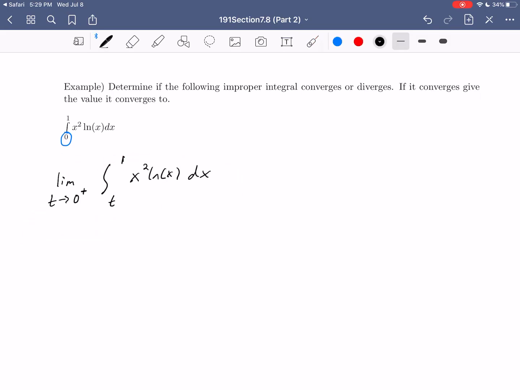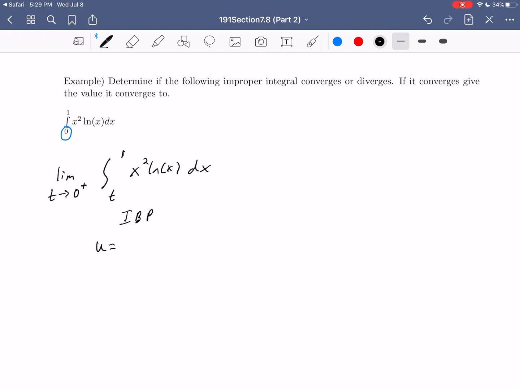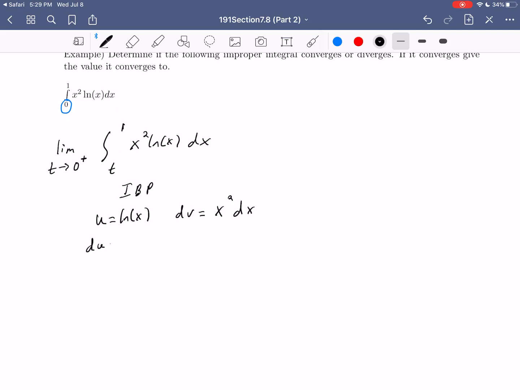Now, this is probably a good one for integration by parts because we have a product. So we can do u and our dv. Again, we want to probably avoid having to integrate the ln, so we don't want to put the ln as the dv. So we'll put the ln as u and put the x squared dx as the dv. That means du is going to be 1 over x dx, and v is going to be 1/3 x cubed.